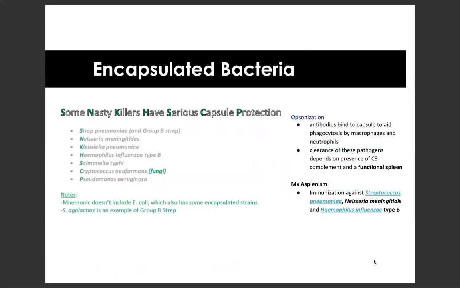Moving on, another group of bacteria you might have heard of is the encapsulated bacteria. And there's a bit of a mnemonic to help you remember what those are. I guess the clinical relevance of this would be in patients who don't have a spleen, so asplenism, whether it's removed from a motor vehicle accident. This is important because they're more vulnerable to infections from encapsulated bacteria, and so it's important for them to get immunizations against these bugs.